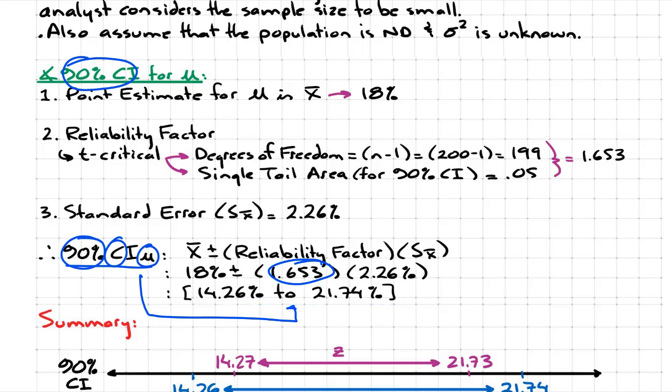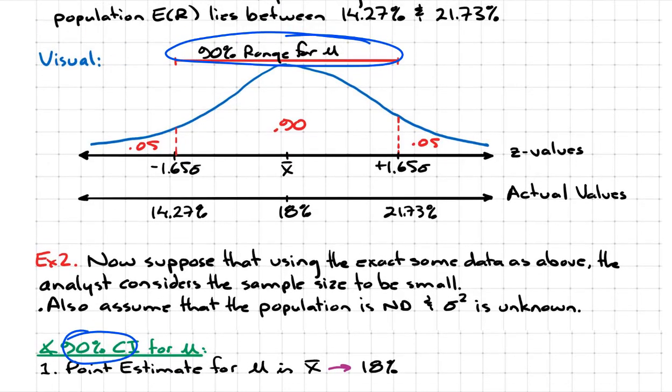So what was the biggest difference, ladies and gentlemen, between the T approach and the Z approach? It's right here. Everything else was the same. Our point estimate was the same. The standard error was the same. But when you use T, the reliability factor was 1.653. And that's in contrast to when we were using Z.